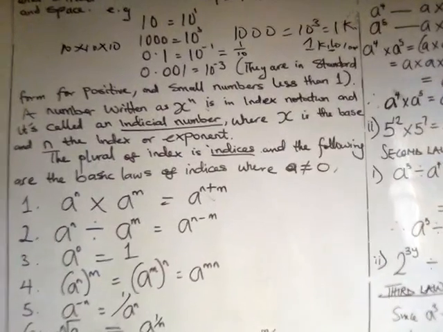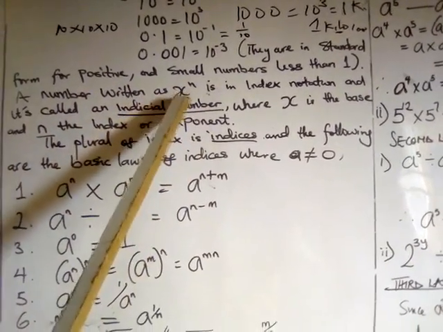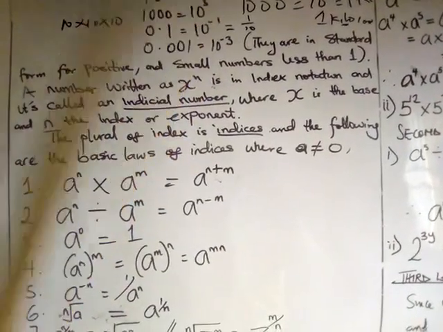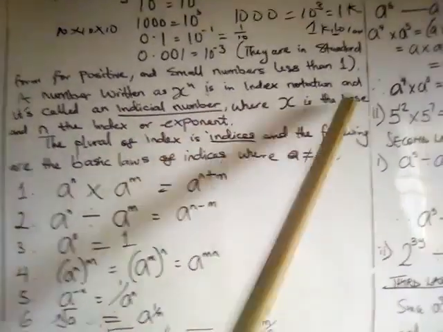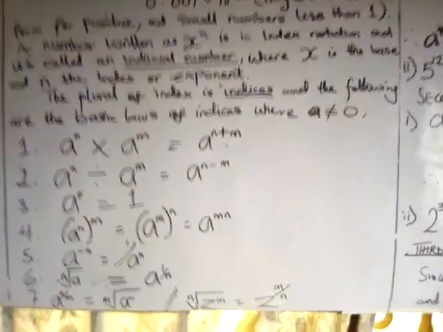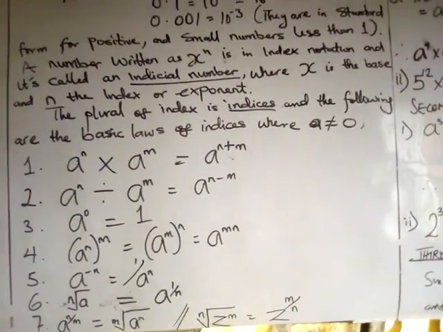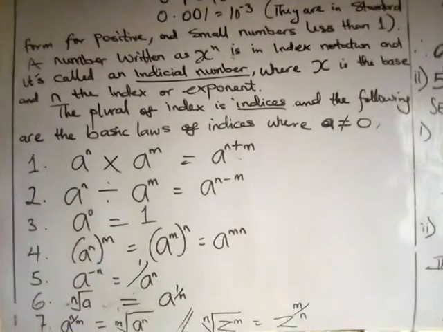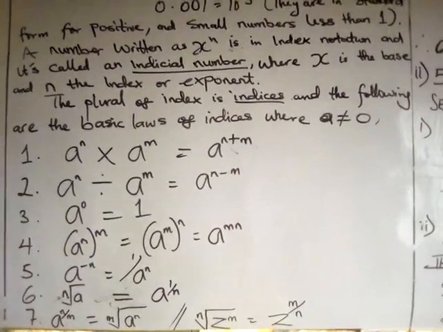So a number written as x to the power n is what you can see. This x represents 10, and this n represents 3. It is called an indicial number, where x is the base and n is called the index or the exponent. That's why it's called an indicial number, because it is talking about the exponential equivalent value of a number.